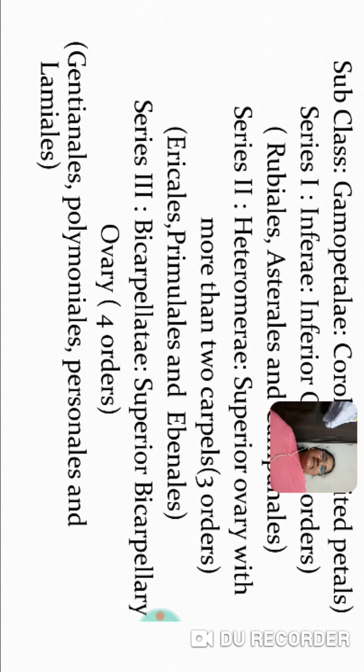And the third series under Gamopetalae is the Bicarpellatae. The name itself is self-explanatory again. Bi means 2, Carpellatae means carpels, so the Bicarpellatae series consists of plants with a superior ovary with exactly 2 carpels. Carpels are the partitions, or fragments, of the ovary. This Bicarpellatae series consists of 4 orders: Geranialis, Polymonialis, Personalis and Lamialis.